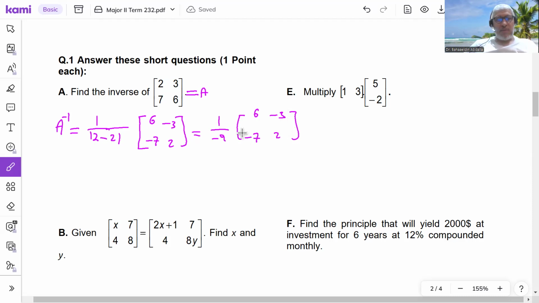And you can multiply the matrix by 1 over negative 9. So it would be 6 over negative 9. Negative 3 over negative 9. Minus cancels with the minus. Negative 7 over negative 9. 2 over negative 9. So this would be the final answer.